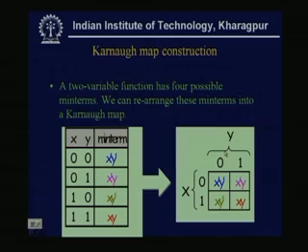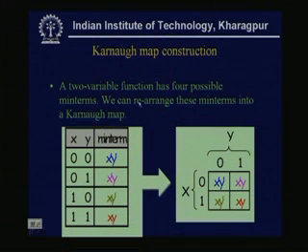So, now we see how we can construct the Karnaugh map, because we defined that this is a graphical representation where we can put the Boolean expression if the expression is represented as a sum of minterms. So, a 2 variable function has 4 possible minterms: x bar y bar, x bar y, x y bar, x y.